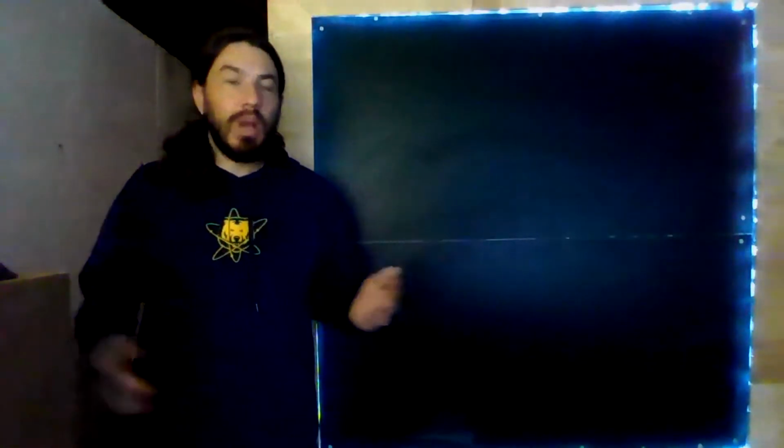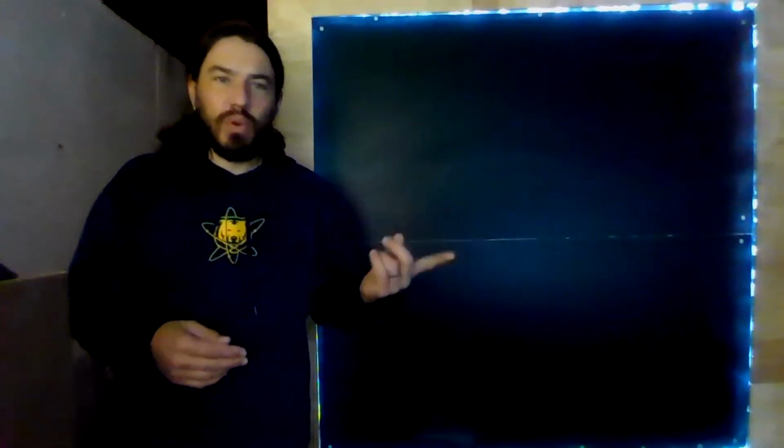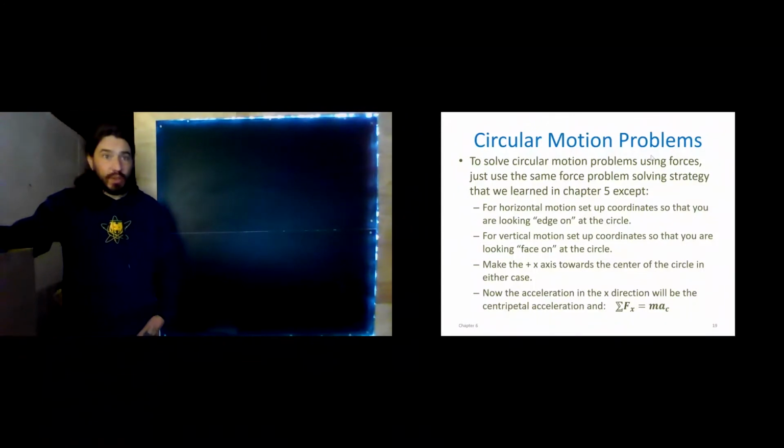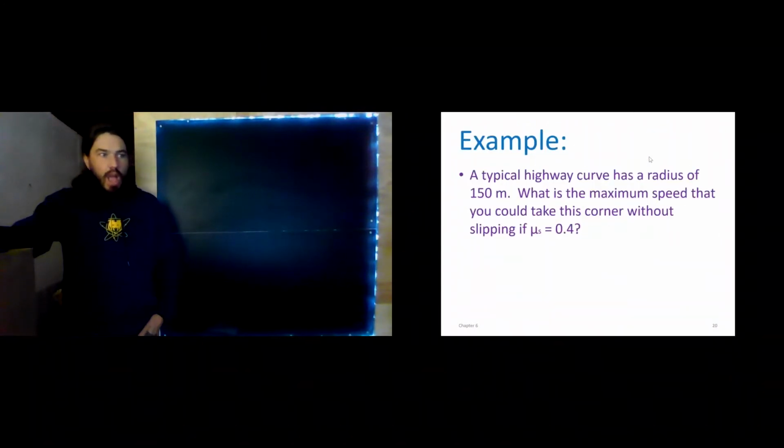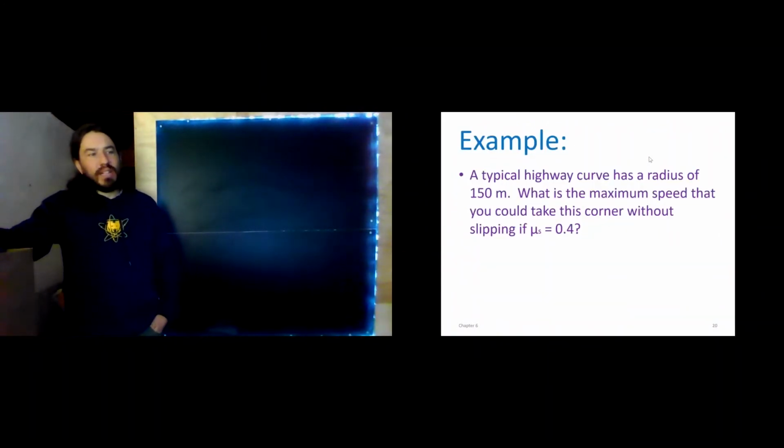And I think you'll see what I mean when I say, well, it's just a force problem. We're just going to do those steps we've done for force problems. Okay, let's do it. A typical highway curve has a radius of 150 meters. What is the maximum speed that you could take this corner without slipping if mu sub s is 0.4?